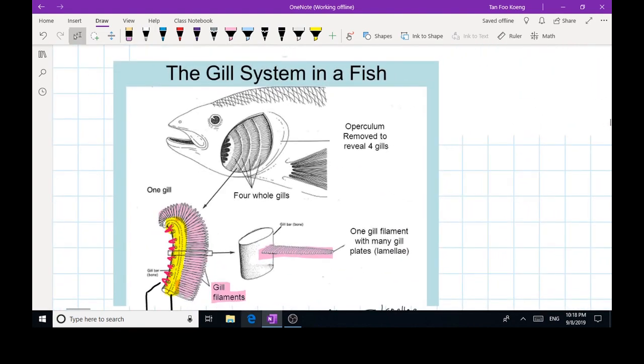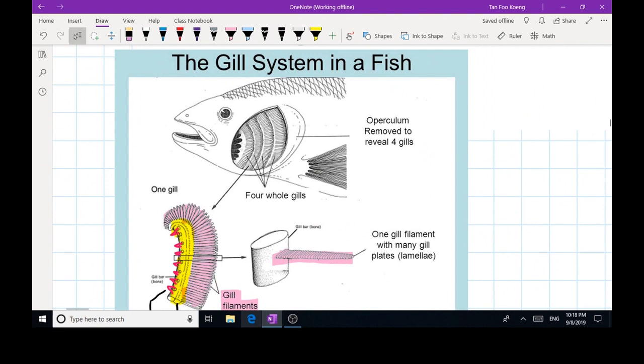I'm sure, unless you are vegetarian, you might have had the experience of eating fish. Now this is a fish head, and if you remove this protective covering, known as the operculum, you will be able to see the gills. Normally the gills are removed before the fish is prepared to become your dishes.